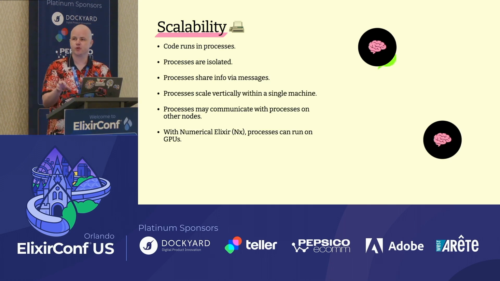So if you're new to Elixir, the way this works is we've got two processes here. They each need to do some stuff, and in order to communicate with each other, they send messages back and forth.